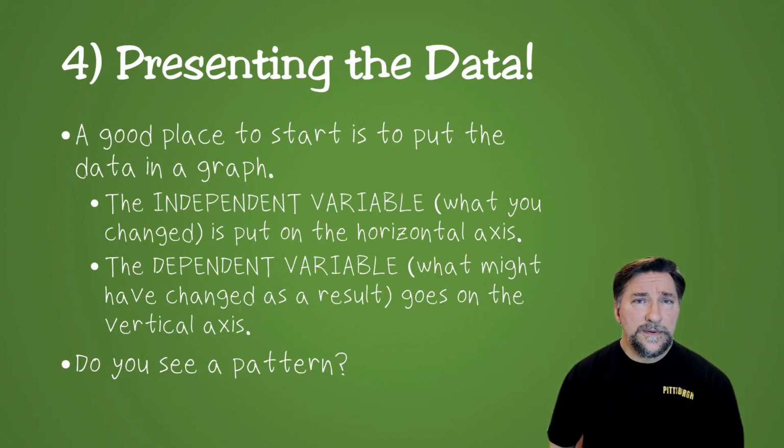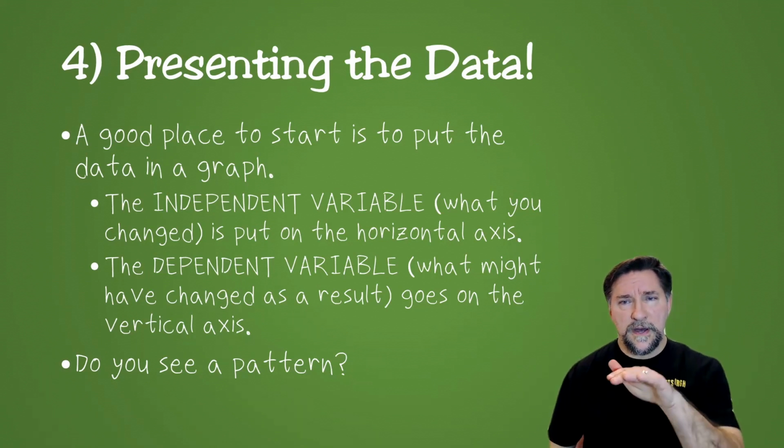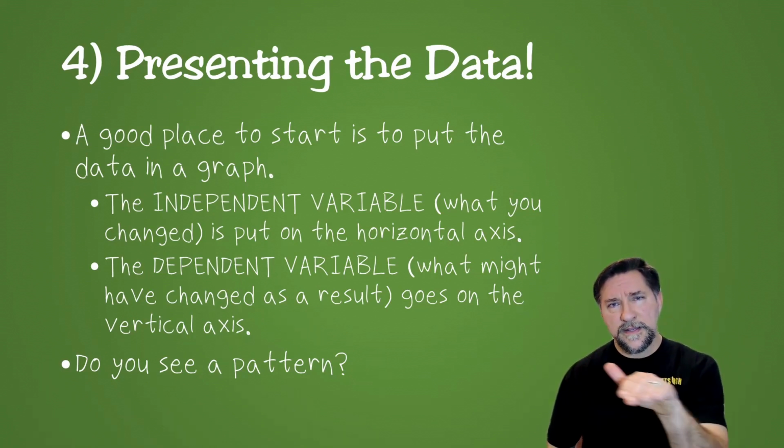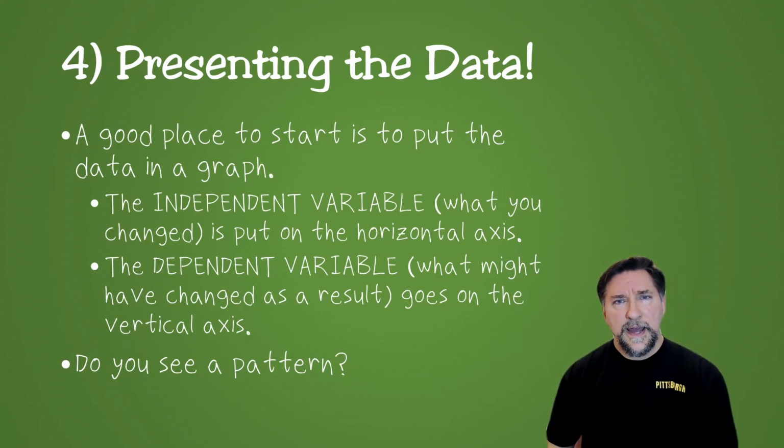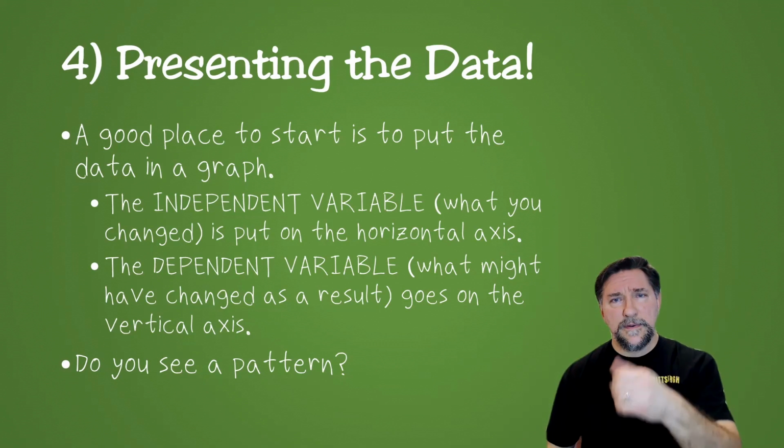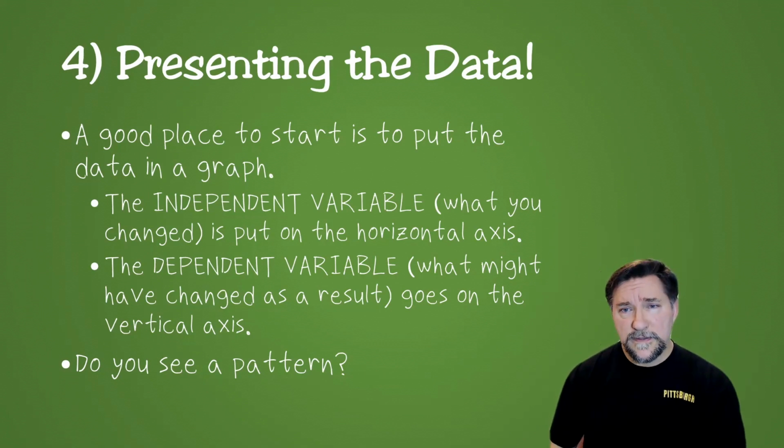The general practice for this is, when you're deciding what to put on your graph, the independent variable, what you changed, goes on the lower axis. We call that the x-axis, the horizontal axis. And then what changed as a result of it is the dependent variable. That goes on the vertical axis. And you plot the data and you see whether or not there's a pattern.